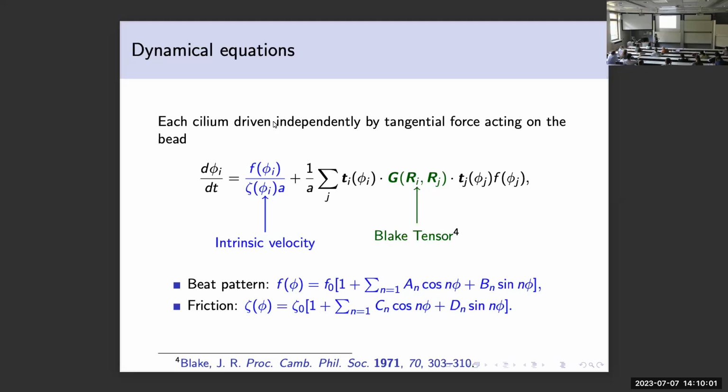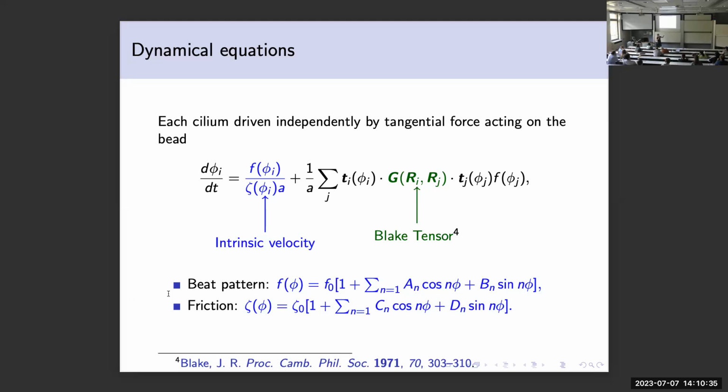The second term is hydrodynamic coupling between all pairs of rotors. This kernel G is the Blake tensor. The reason we use the Blake tensor is because you find cilia on surfaces. So the Blake tensor accounts for hydrodynamic coupling between two point forces above a substrate. The beat pattern and the friction are both periodic in the phase phi. So we can write them both as a Fourier series.